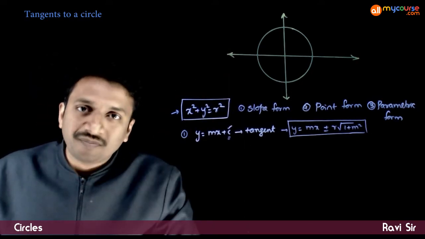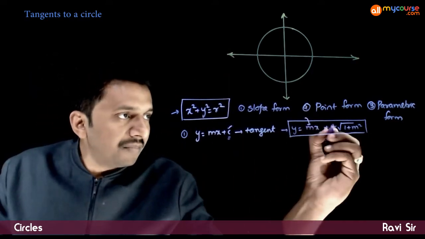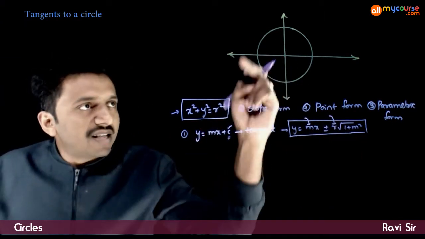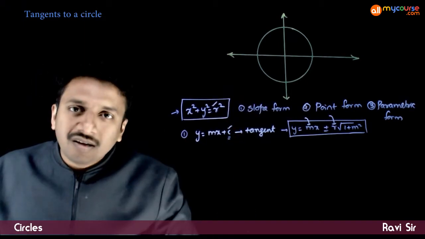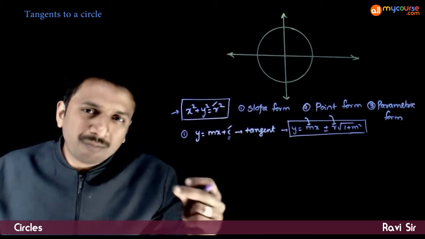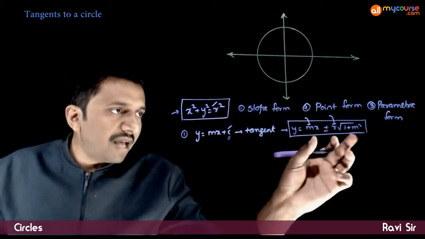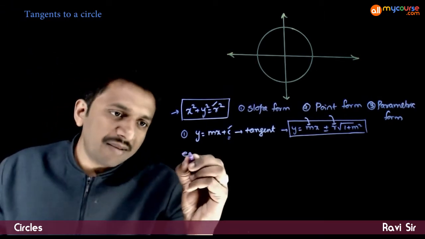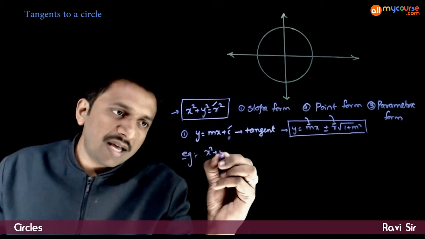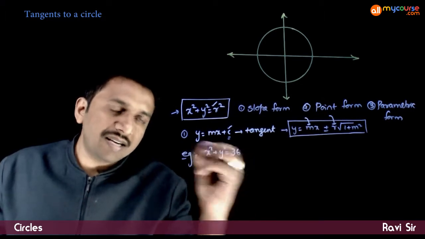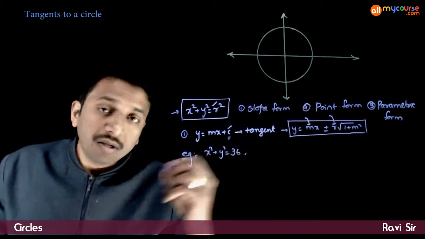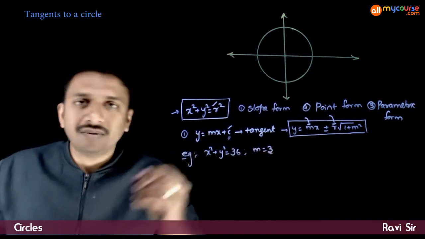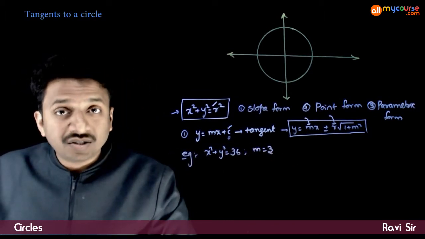to this circle. And if you substitute the value of m and the value of r, you get the equation. You'll be given a circle, so you know the value of r. You'll be asked to find a tangent of particular slope m. So you just need to put m here and r, you get the equation of the tangent. For example, if you want x square plus y square is equal to 36, if you have the circle, you want a tangent of slope m is equal to 3.